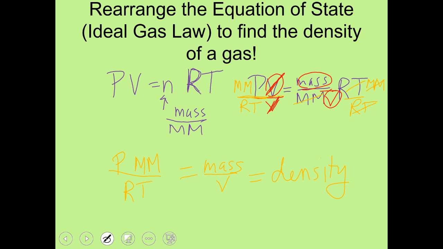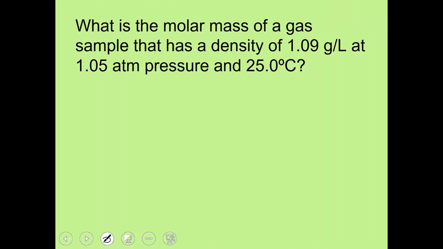So you might want to use this equation when you're doing the WebAssigns. There are some where they give you the mass and the volume and they're looking for the molar mass. There are others where you're looking for the density and you don't know the mass or the volume, so you have to add up the molar mass of the gas. So that would be a variation.